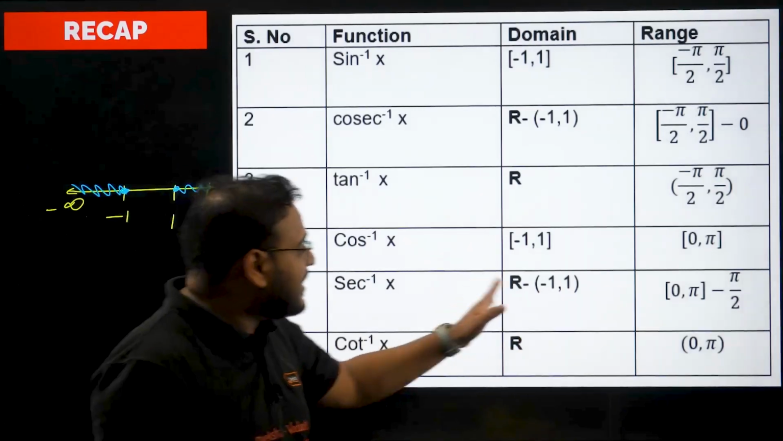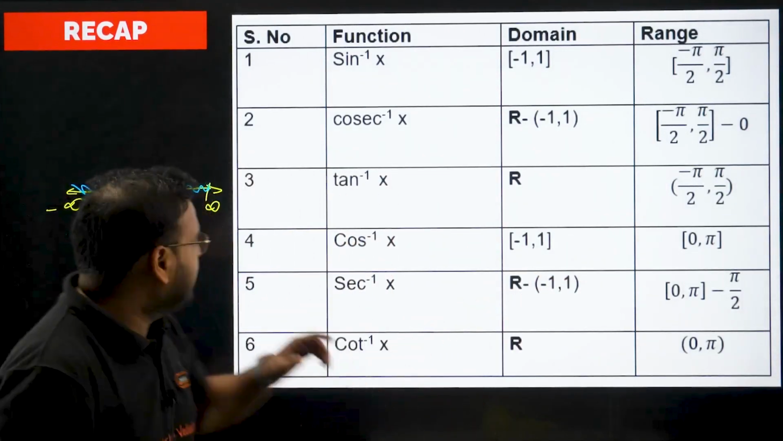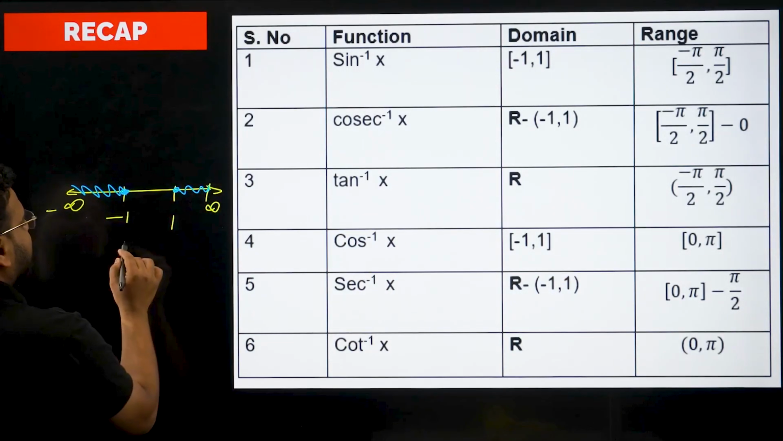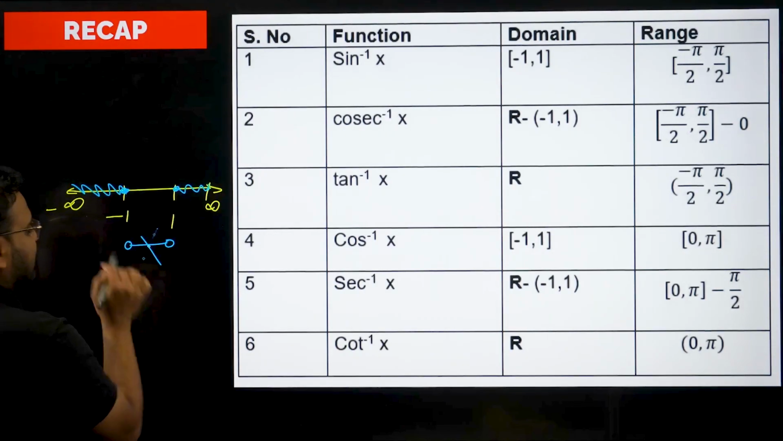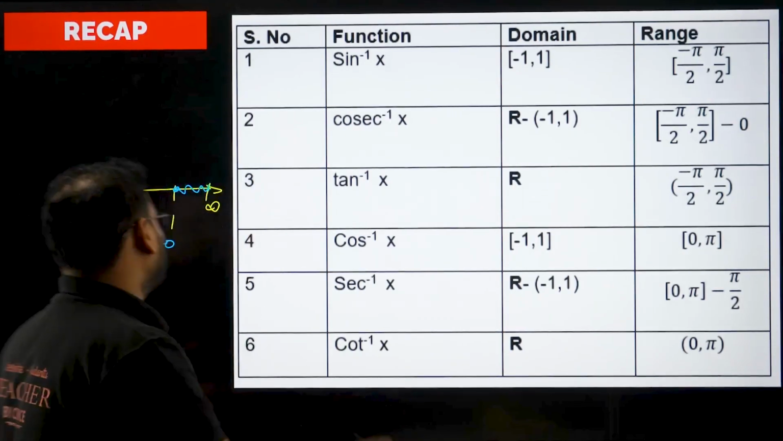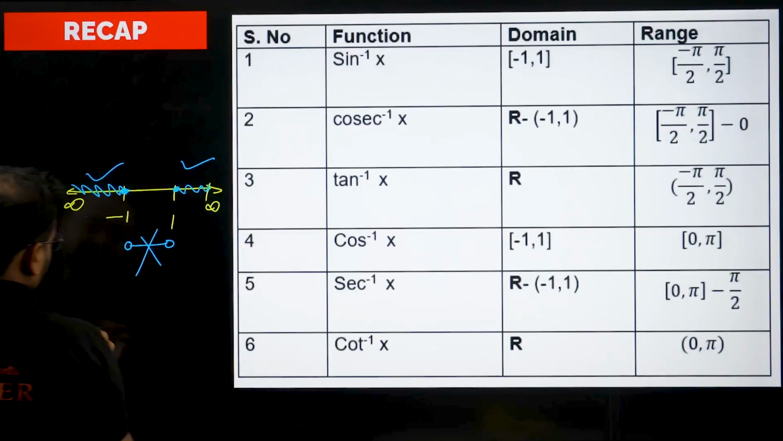So anything between minus 1 and 1 is not part of the answer. Please check between minus 1 and 1. So I write here open, this is not part of the answer, this is not there, okay? Only this area. And how do you write that? Basically you write like this.